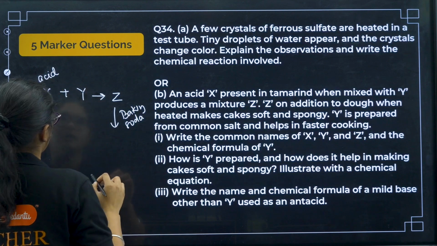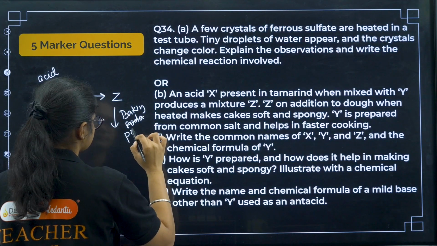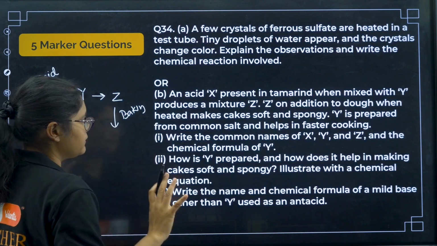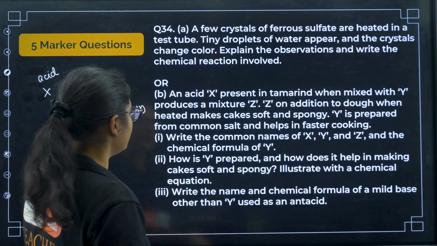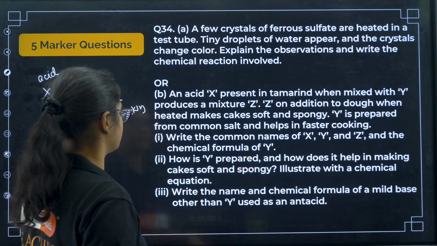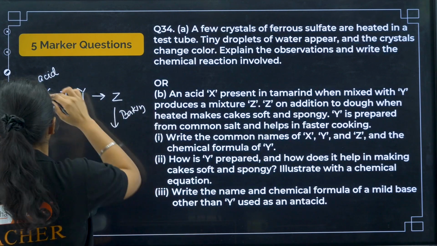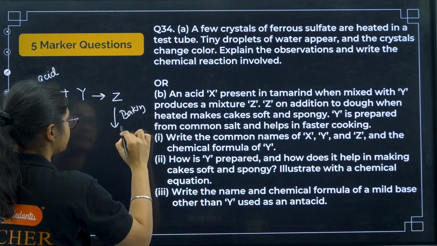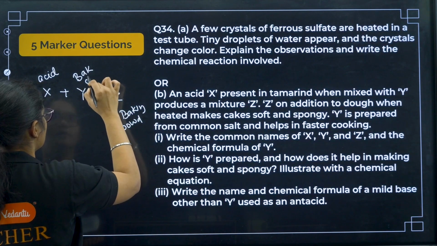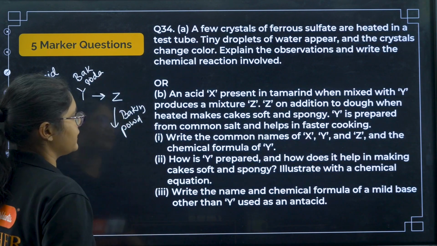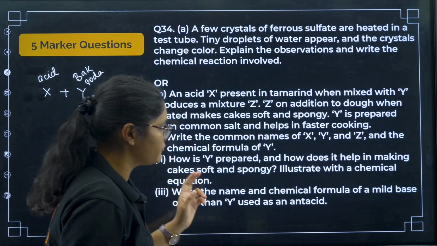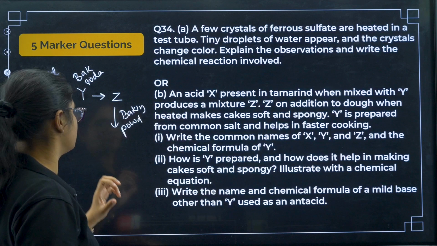Okay, sorry, baking powder. We don't know whether it is baking soda or powder, we will see it. But any one of that. Now Y is prepared from common salt and helps in faster cooking. So that means this is baking powder. Okay, this is baking powder, this is baking soda. And you know when baking soda is mixed with tartaric acid which is present in tamarind, we get baking powder. Write the common names of X, Y and Z and the chemical formula of Y.